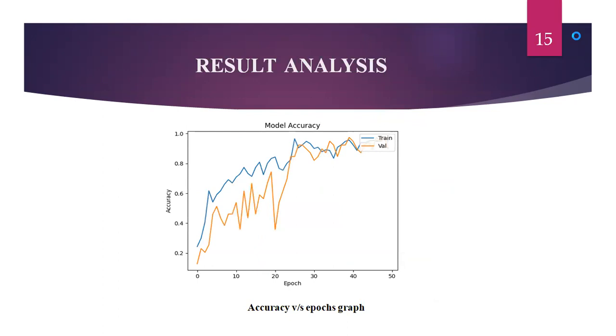The result analysis. How we have to analyze the result. This graph indicates two curves. The blue curve indicates the training accuracy, and the orange curve indicates the testing accuracy. This graph shows 93.3% accuracy.